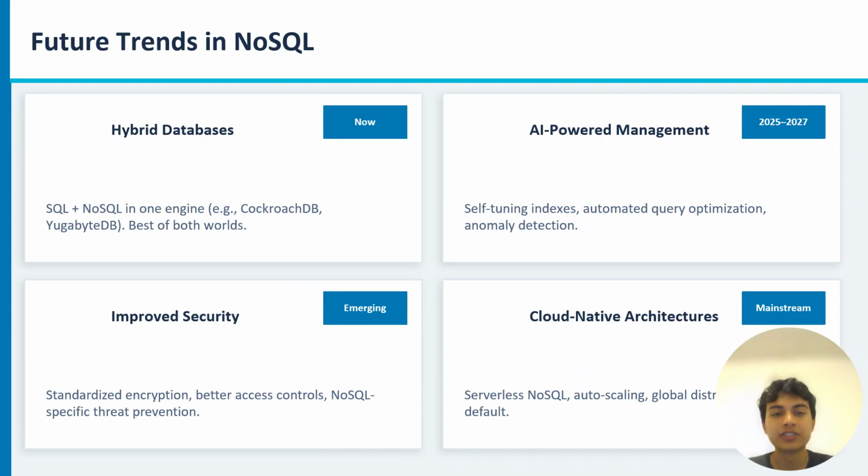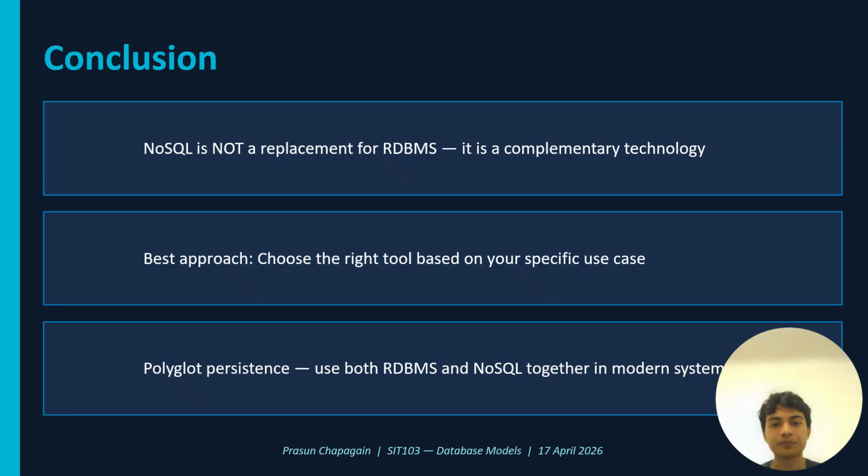Looking ahead, we can see several important trends. One is hybrid databases, another trend is AI-powered database management. Security is also improving, and finally, cloud-native architectures are becoming the standard.